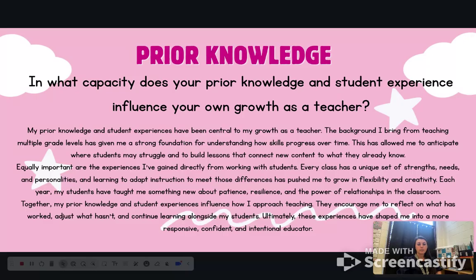Equally important are the experiences that I've gained directly from working with my students. Each class has a unique set of strengths, needs, and personalities for sure. Learning to adapt instruction to meet those differences has pushed me to grow in flexibility and creativity in my classroom. Each year, my students have taught me something about patience, resilience, and the power of relationships in my classroom. Together, my prior knowledge and student experience influence how I approach teaching every single day. They encourage me to reflect on what has worked, adjust what has not worked in the past, and continue learning alongside my students. Ultimately, these experiences have shaped me into a more responsive, confident, and intentional educator.